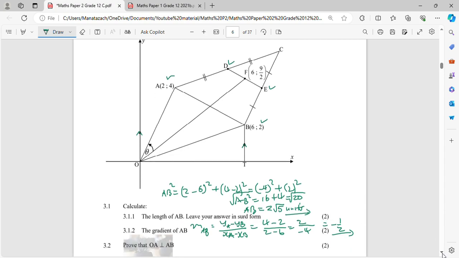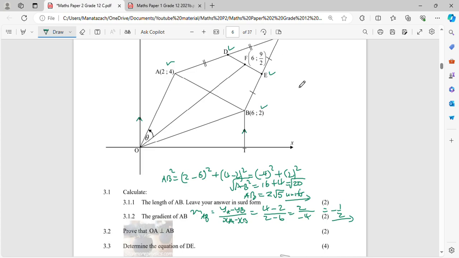So prove that OA is parallel to AB. Here is OA, and then here is AB. Okay, let's deal with OA first. We'll work out the gradient for OA. Okay, let me just write it here. OA gradient. That would be y at O minus y at A divided by x at O minus x at A. y at O is 0 minus y at A is 4, and then here will be 0 as well, minus 2. So that would be minus 4 divided by minus 2, which is 2.